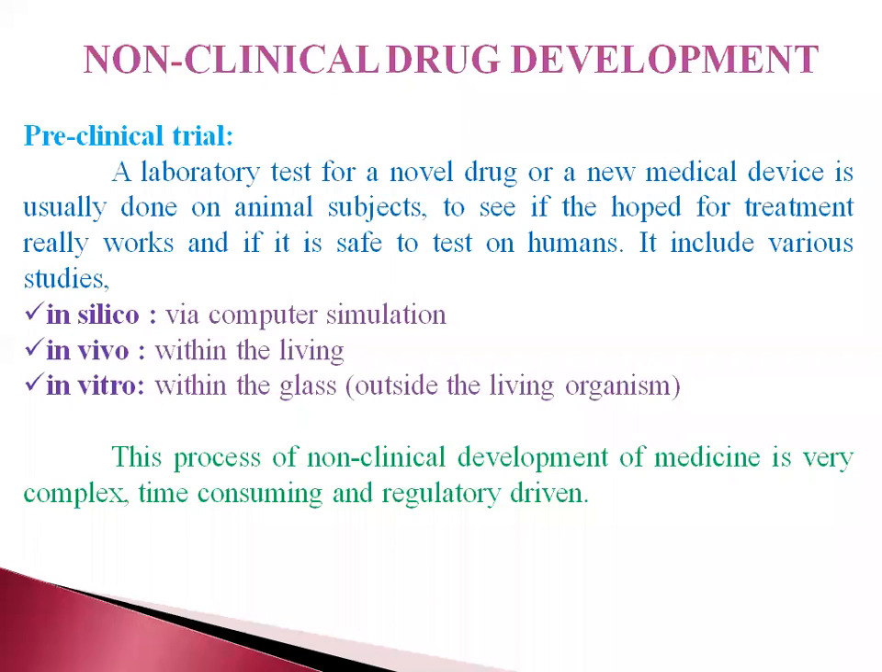In silico, that means computer simulation. Computer simulation, that means by different software, computer aided drug design as we say, in the same way here also we can predict animal study. That is computer simulation. In vivo means within a living, that means animal study. We can use rats, mice likewise, or horse, rabbit. In vitro, within the glass, outside the living organism. These are three different types that come under preclinical trials.